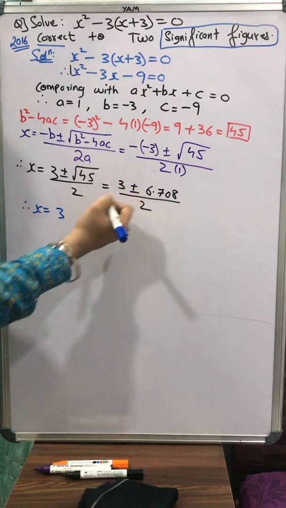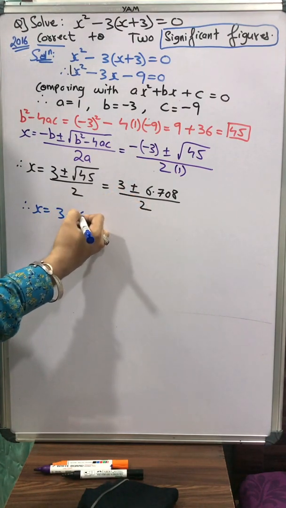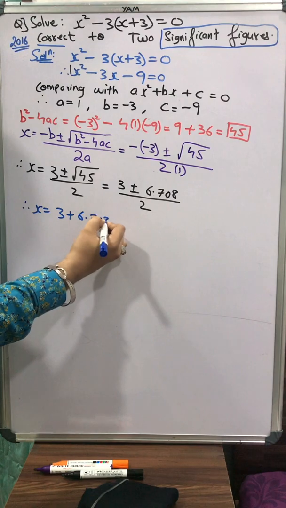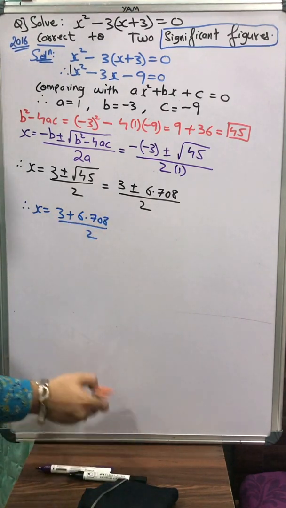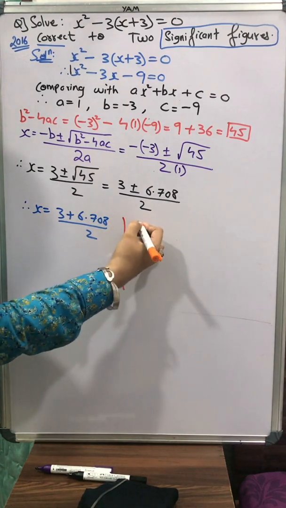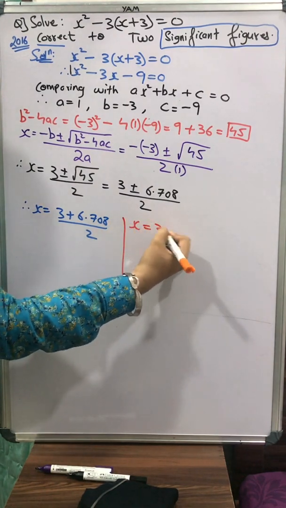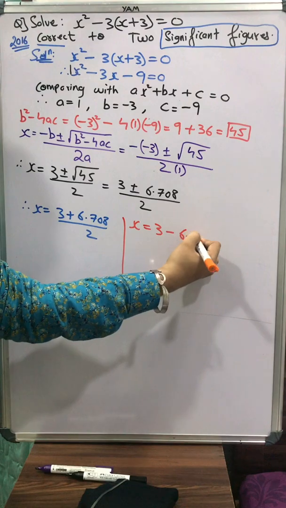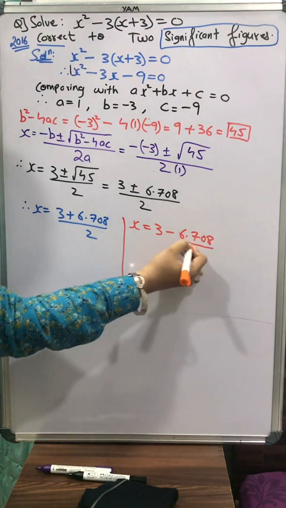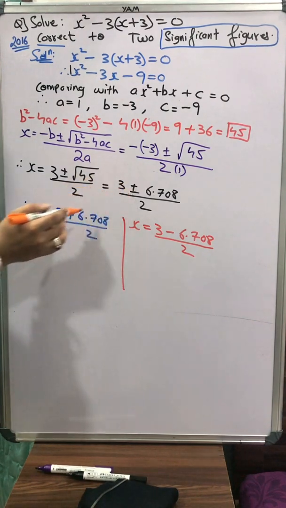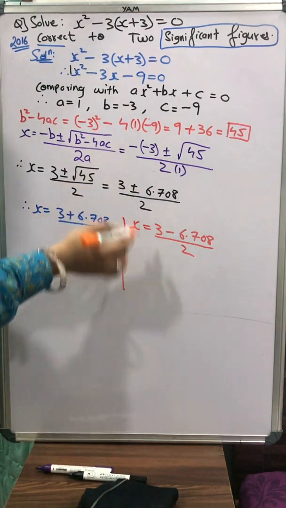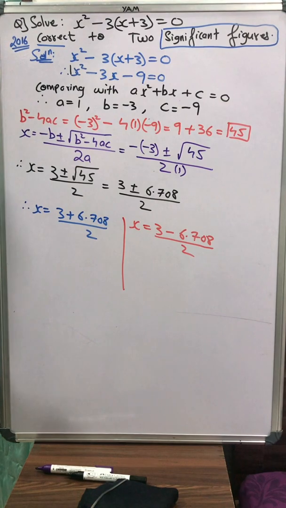So now the next line, therefore x is equal to 3, I have plus minus. I'll just write plus 6.708 the whole upon 2. Okay, and I'll draw a line and then write x is equal to 3 minus 6.708 the whole upon 2. What I did? It was plus minus. So one time I wrote plus. I drew a line. One time I wrote minus. Great. Okay. Next.